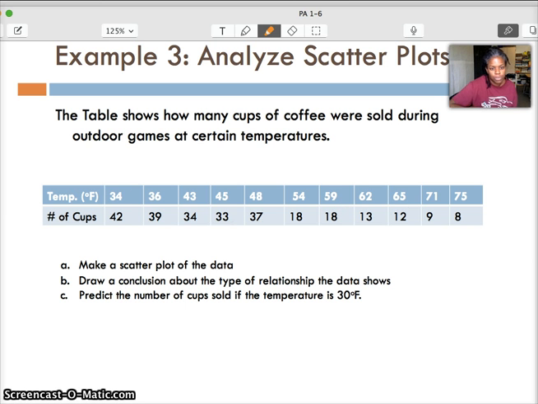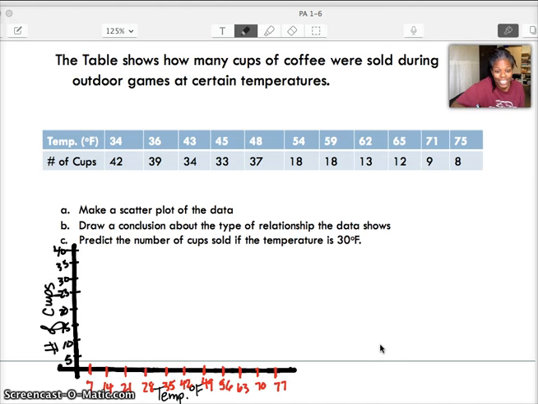So the first thing we're going to do is make a scatter plot of the data. We're going to draw a conclusion about the type of relationship the data shows, and then we're going to predict the number of cups of coffee sold if the temperature were 30 degrees Fahrenheit. So you've got 3 different things to do. Let's get started. Okay, so I've put together what I think is a reasonable table.